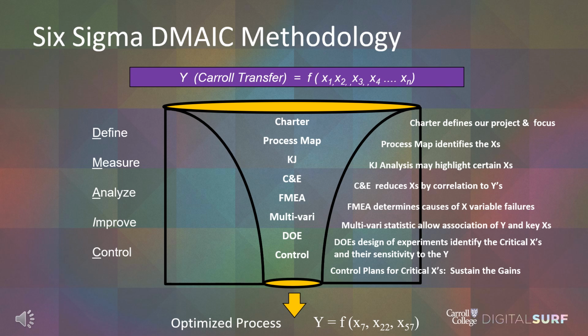In order to understand our project, we first need to explain the Six Sigma DMAIC methodology. DMAIC stands for Define, Measure, Analyze, Improve, and Control, as you can see on the left of the slide.